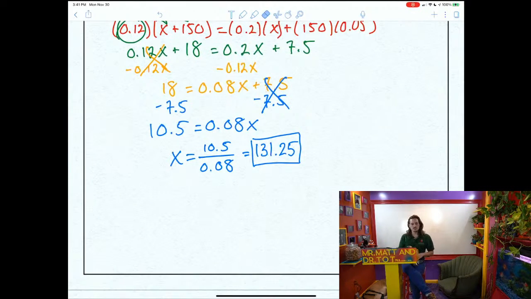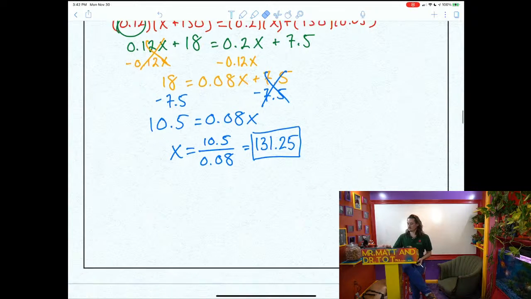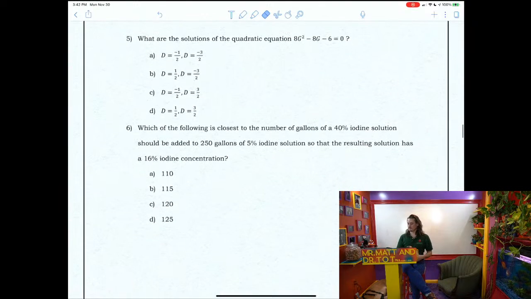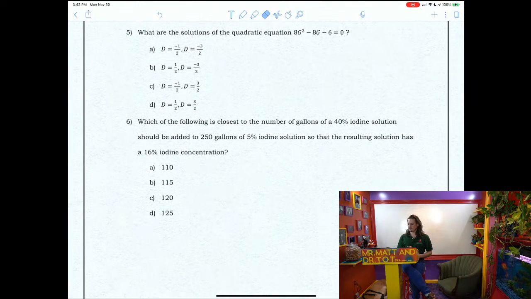If you have any questions at all, please let me know. Otherwise, let's take a look at the last pair of these two examples.